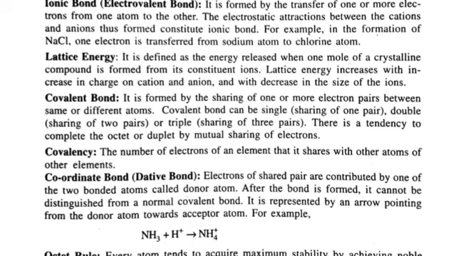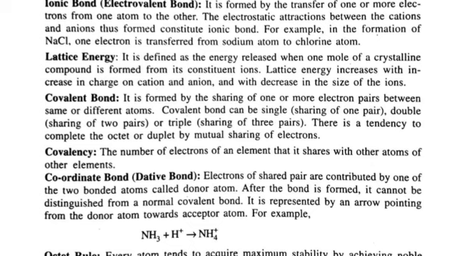Coordinate bond, another name for which is dative bond. The electrons of the shared pair are contributed by one of the two bonded atoms, called the donor atom. After the bond is formed, it cannot be distinguished from a normal covalent bond. It is represented by an arrow pointing from the donor atom towards the acceptor atom. If I talk about examples, you can see the ammonium ion, where nitrogen donates its lone pair to a hydrogen ion and gives the ammonium plus ion.